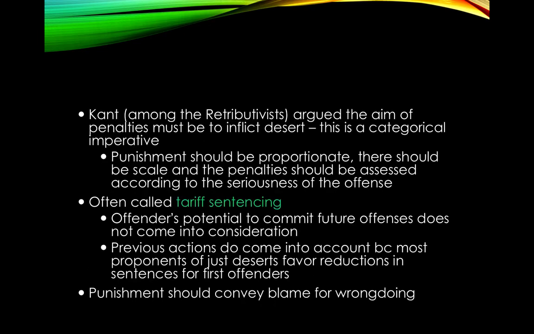So Kant is a retributivist, and he argued the aim of penalties should be to inflict desert. And remember, Kant talks about categorical imperatives, and he says that it is a categorical imperative. But that punishment should be proportionate, it should be scaled, and assessed according to the seriousness of the offense. This often calls for tariff sentencing, where we don't think about the potential to commit future offenses, and previous actions do come into account because proponents of just deserts favor reductions in sentences for first-time offenders. Punishment should also always be conveying blame for wrongdoing.